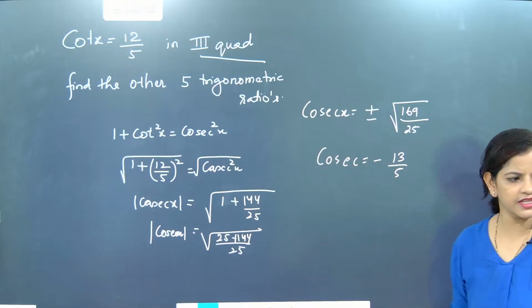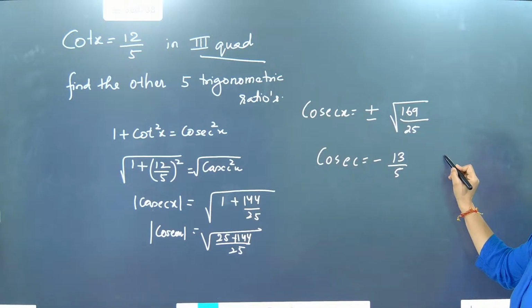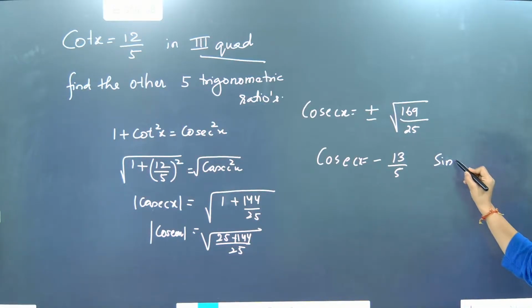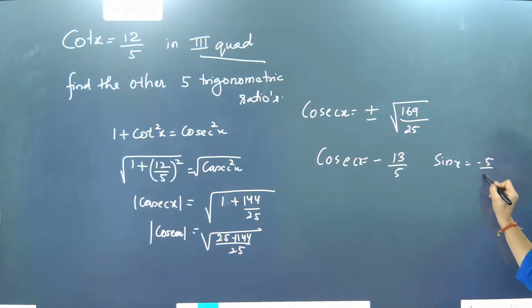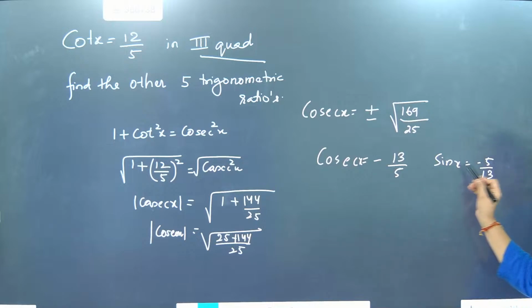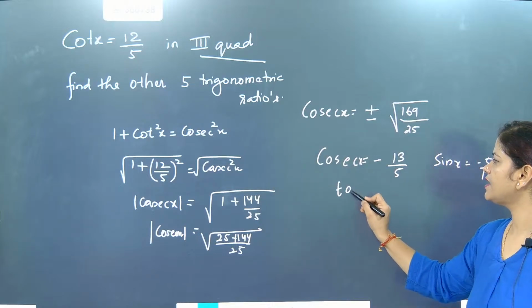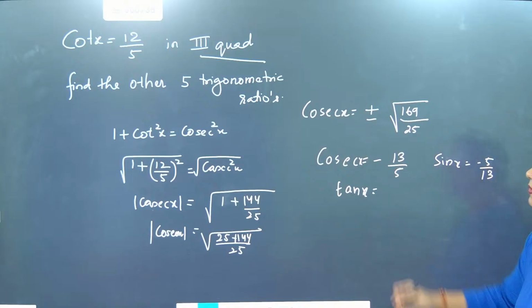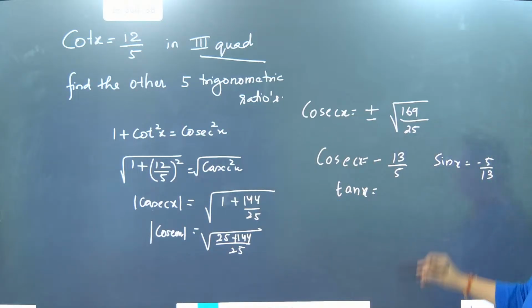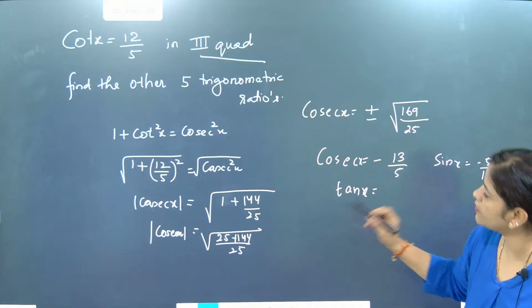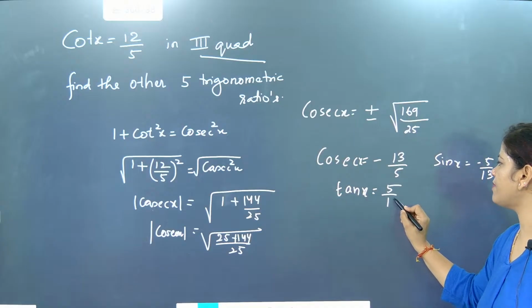And if cosecant is negative, then what about sine? Cosecant x is negative, so sine x will also become minus 5 by 13. Sin x will also become minus 5 by 13. So here we got cosecant and sine, and cot is already there. With the help of cot we will get tan. Check here nicely, tan x will become 1 by cot x, that is 1 by 12 by 5, so tan x will become 5 by 12.